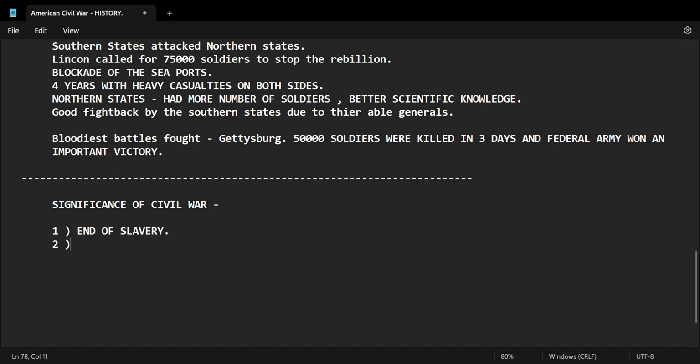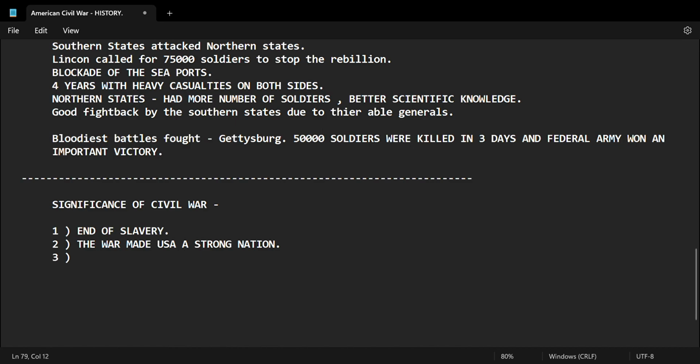Then the war abolished from American politics the idea of state sovereignty and secession for all times to come. It was finally decided that no state had the right to secede. Thus the war made the USA a strong nation, which it is today.